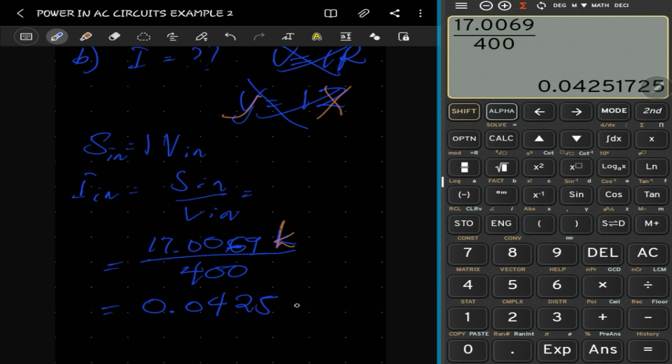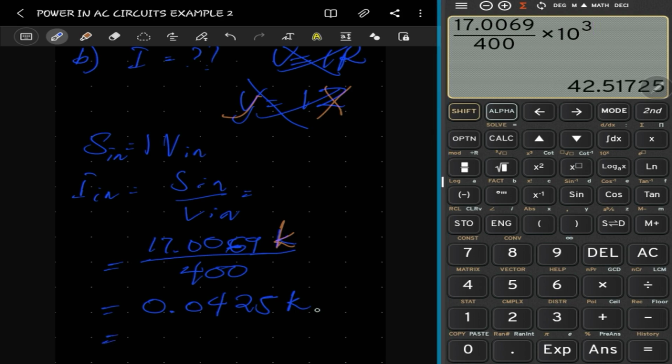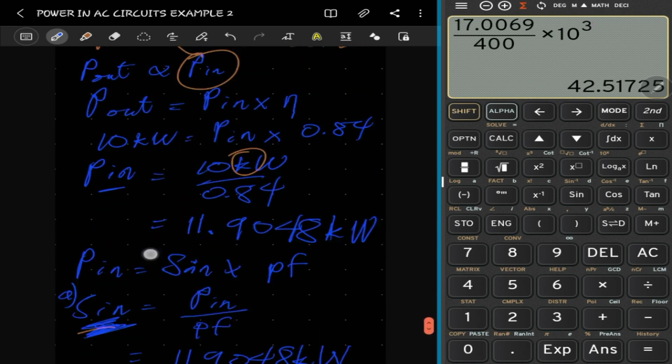So now we know this is k. And when we multiply this by 10 to the power 3, this is what we get. This is kilo amperes, right? So we end up getting 42.5173 amperes, right? So this is what we have.